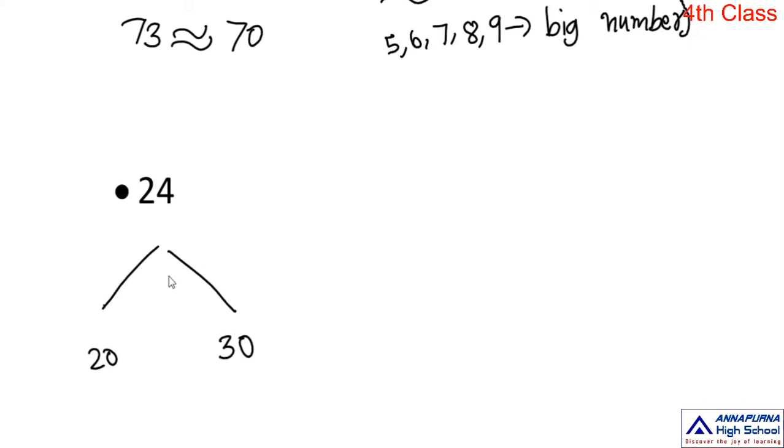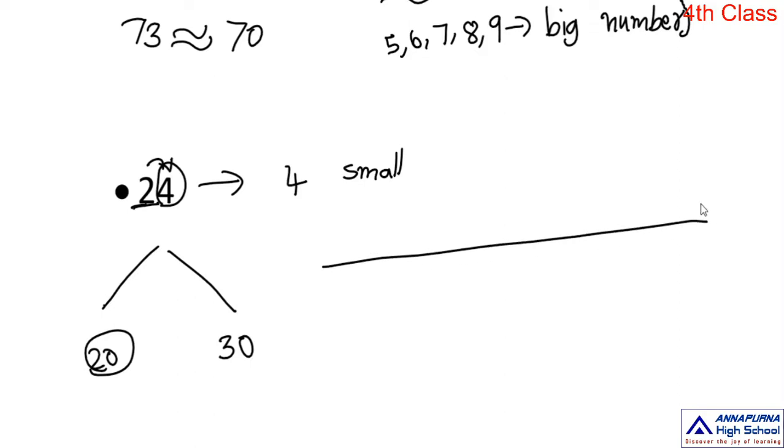Okay children. And what is the digit in the tens place? 2 is in the tens place. So what is the next number on the right? 4, and 4 belongs to which family? Either big family or small family. It belongs to the small number family. So what is the small number here? 20. In another way, you can draw a number line.